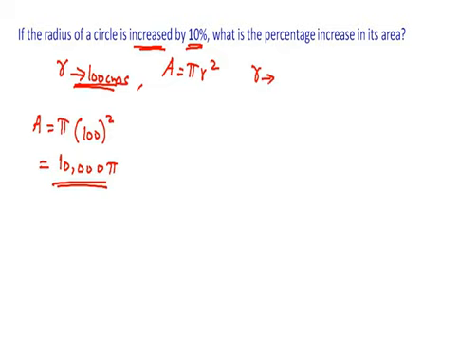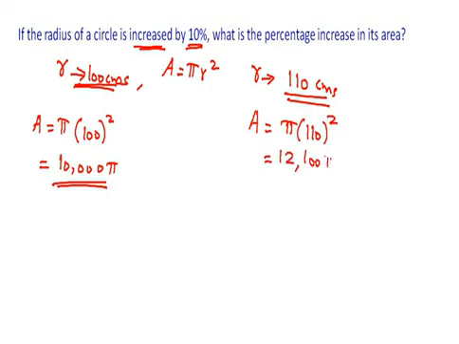Now after this percentage change of 10% in radius, what is going to happen to the radius now? So 10% of 100 is 10. So the new radius would become 110 centimeters, right? And what is going to be the new area? Pi multiplied by 110 square, and that's going to give us 12,100 pi, right?